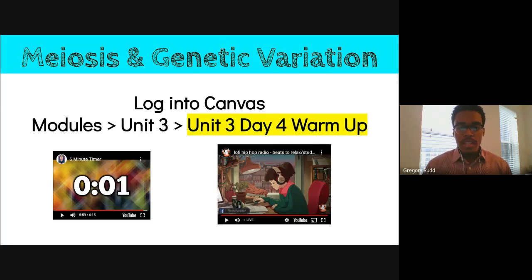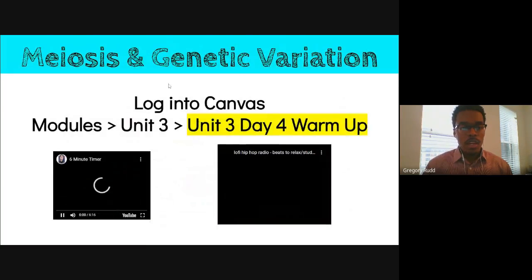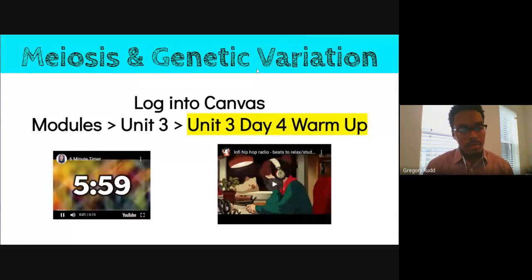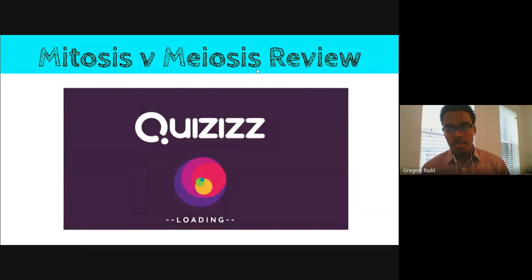But we will go ahead and jump into things. Today we're talking about meiosis and genetic variation. First, before doing that, I do want to review the quizzes that we took yesterday. Keep in mind, folks, that we do want to stay at about an 80% accuracy. That means that we should be, on average, as a class, getting A's and B's on our formal assessments.